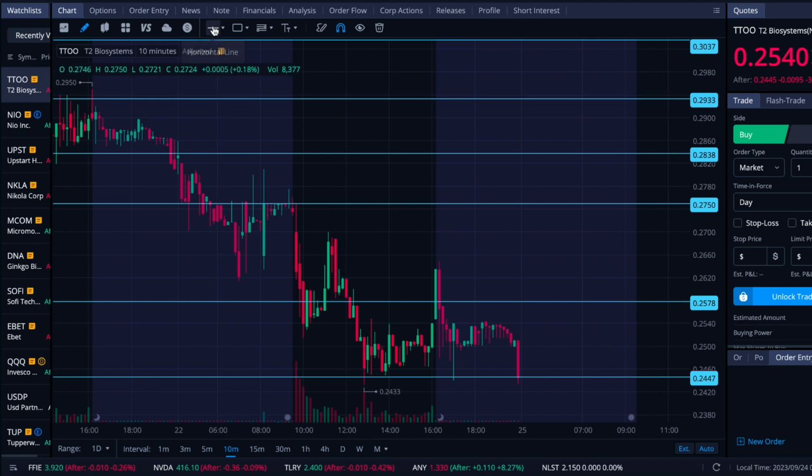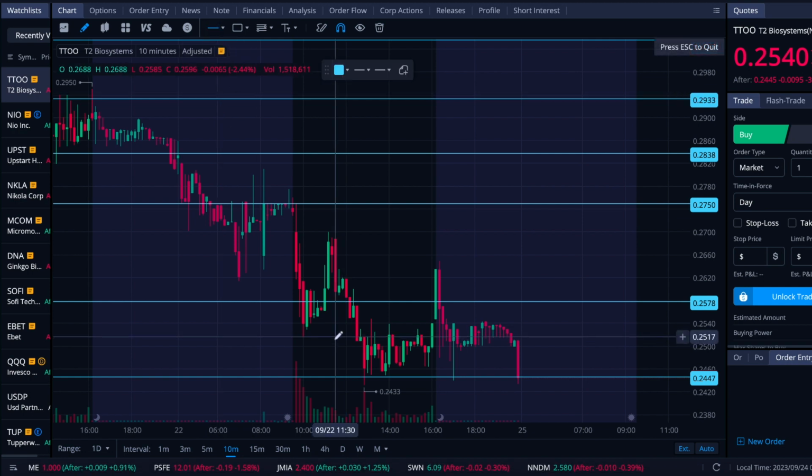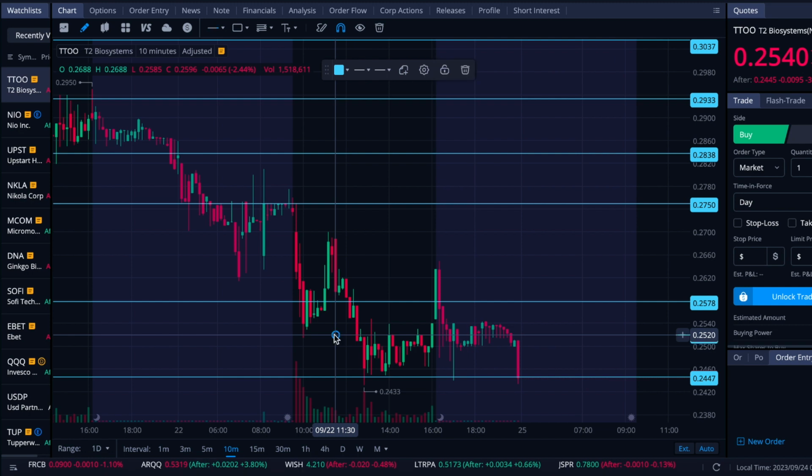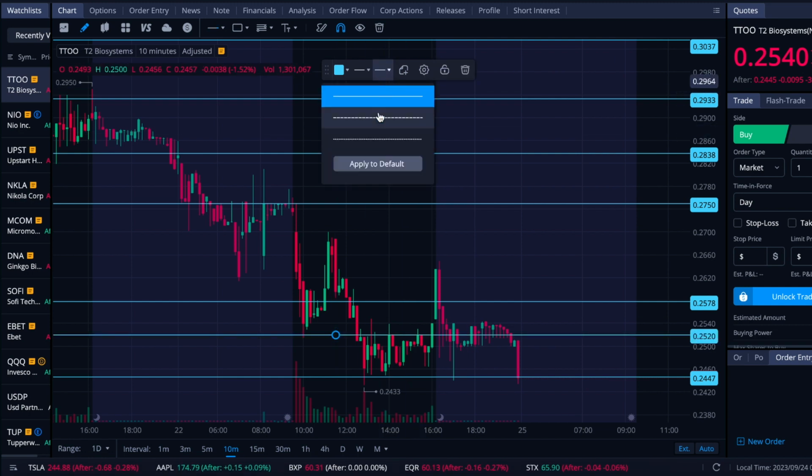There may be a level here-ish. Let's see, do we want it all the way up here? No. I'll put a level here. I'm going to dot it.